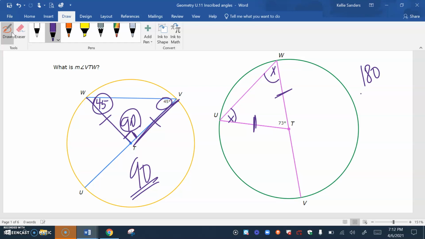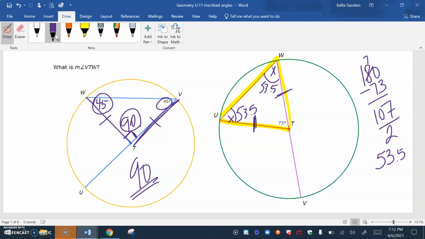So I'm going to take 180 and subtract 73 because really all I'm doing is just looking at this triangle right here. And that would be 107. And then I'm going to divide by 2 because I know that they're equal. So 53.5 is how big both of those are. So 53.5 is angle W.